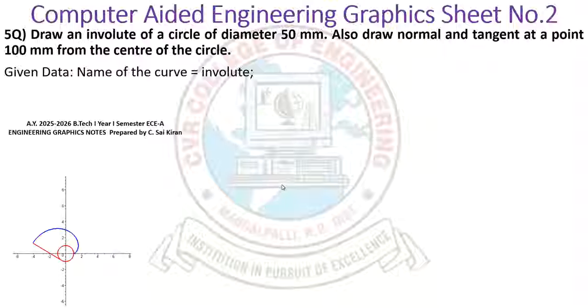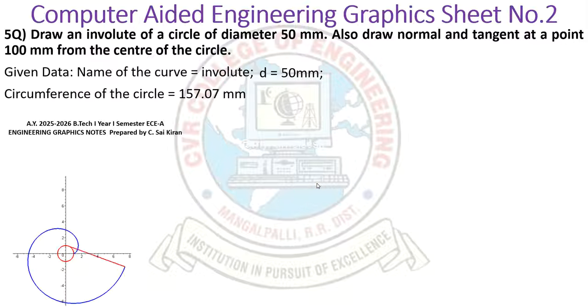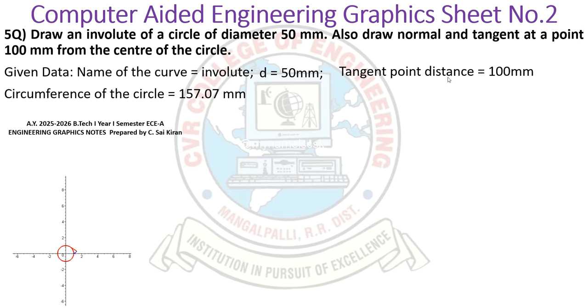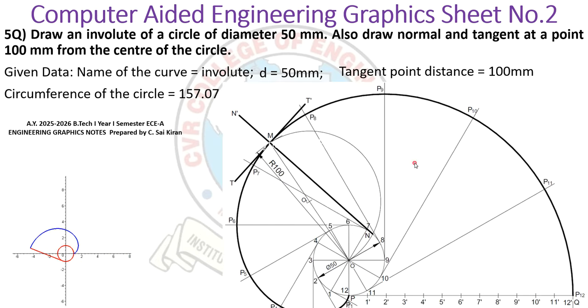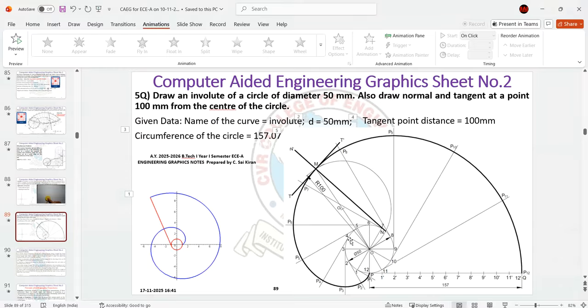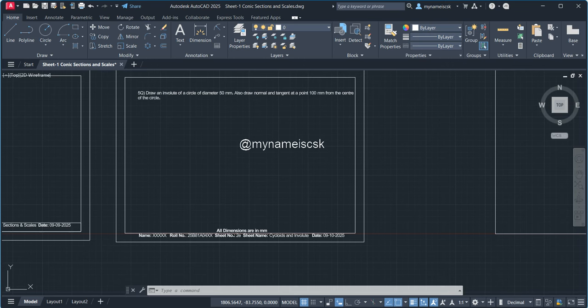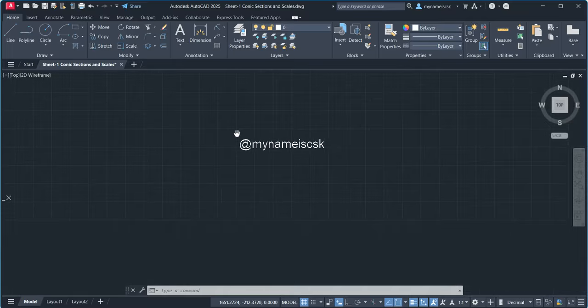Okay. So in the problem they mentioned the diameter is 50 mm. You have to calculate the circumference of the circle. So pi d or 2 pi r, the value comes as 157.07 mm. And the tangent we have to draw at a distance of 100 mm. And this is a sketch of the involute we have to draw. Okay, so this is the involute. It will not fit in the rectangle, so we have to draw it at the bottom, and we can move it later on.